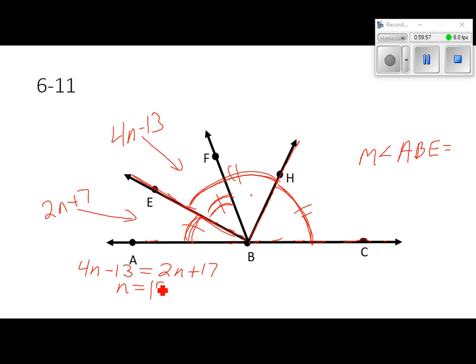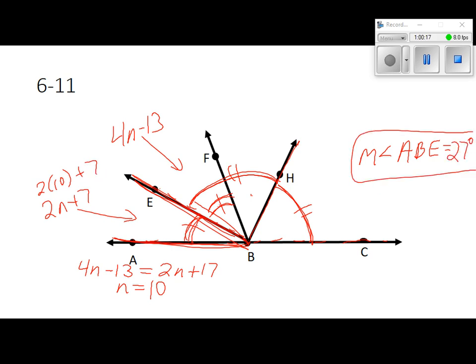So that's the answer. No, that's not the answer. What they ask us to find is the measurement of angle ABE, which is this bottom angle. How are we going to find it? Plug in 10 right there. 2 times 10 plus 7, which is 27 degrees. That's the answer, Hayden.